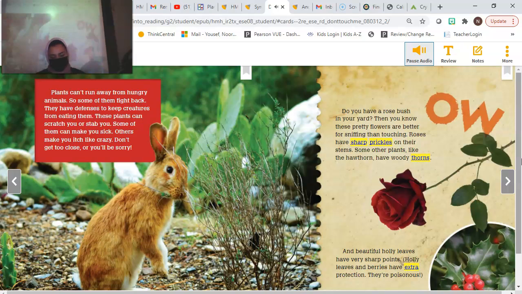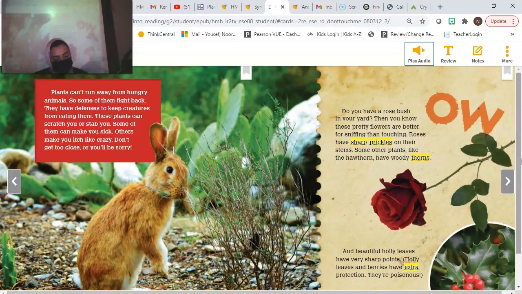Do you have a rose bush in your yard? Then you know these pretty flowers are better for sniffing than touching. Roses have sharp prickles on their stems. Some other plants, like the hawthorn, have woody thorns. And beautiful holly leaves have very sharp points. Holly leaves and berries have extra protection. They're poisonous. Ow.